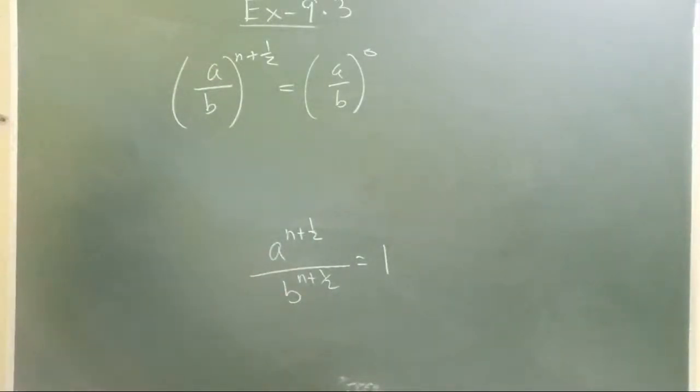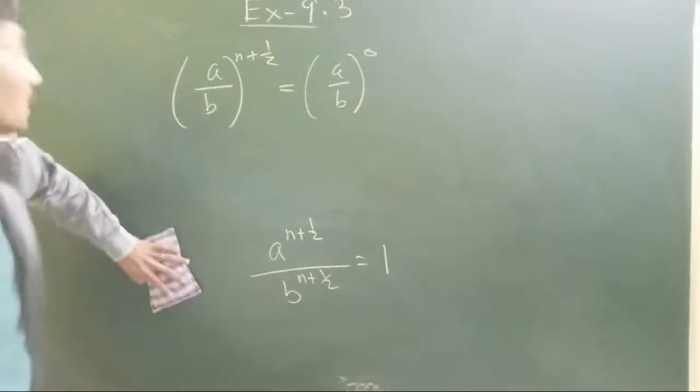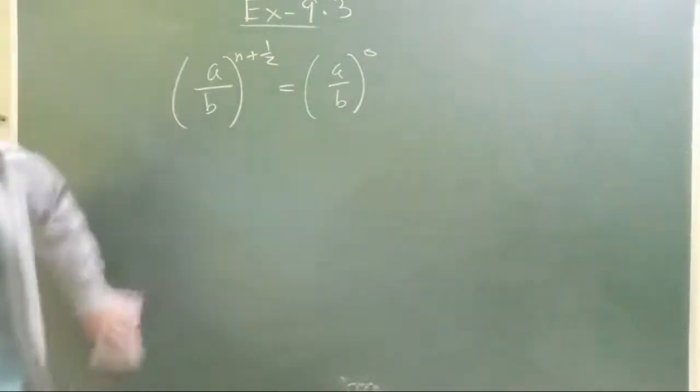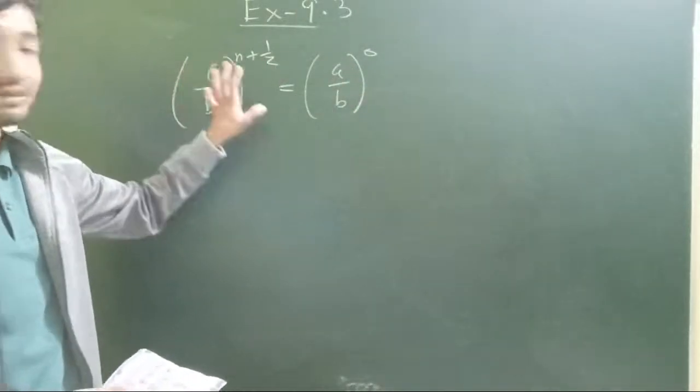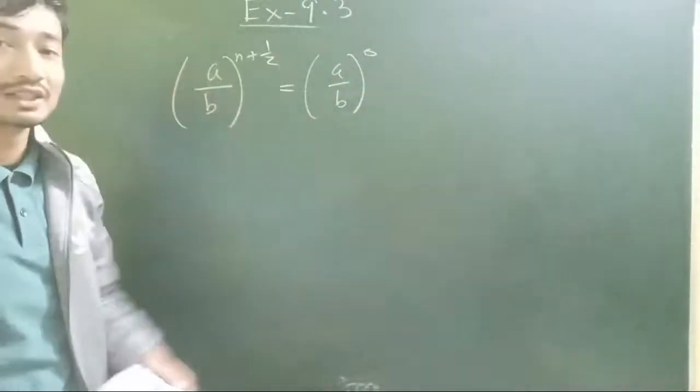Okay, I think we can do that, right? So it's (a/b) to the power (n plus 1)/2 equal to (a/b) to the power 0. There's nothing wrong with your phone, I'm just moving in fast forward mode. Just kidding. Okay, forget about that. I think we can do that, isn't it? Because anything to the power 0 is 1. So just to get the value of n, I think we can do this.